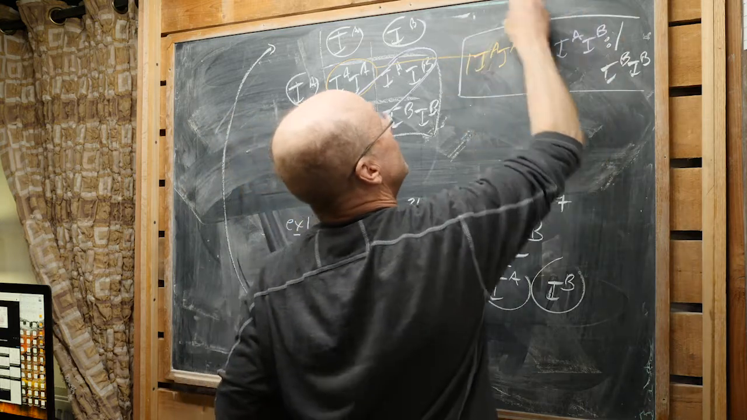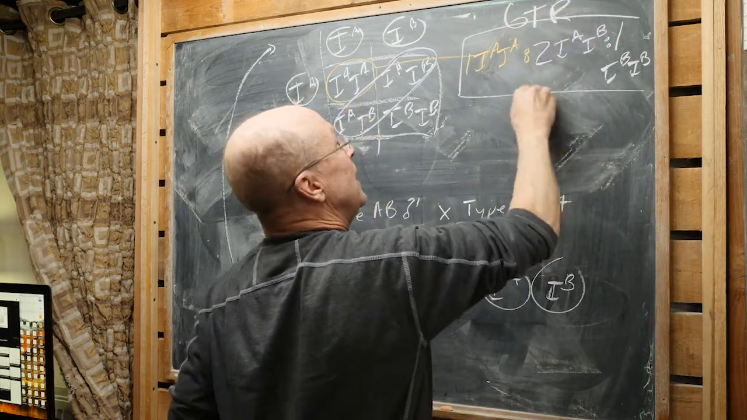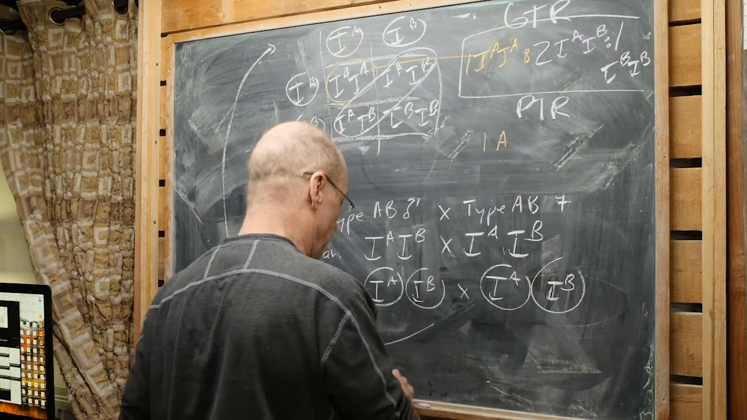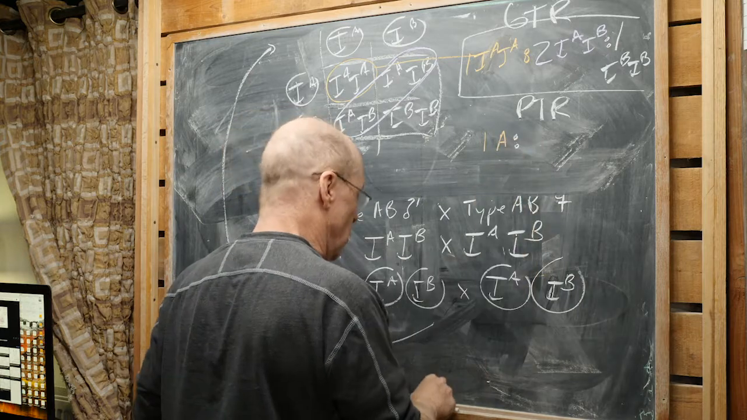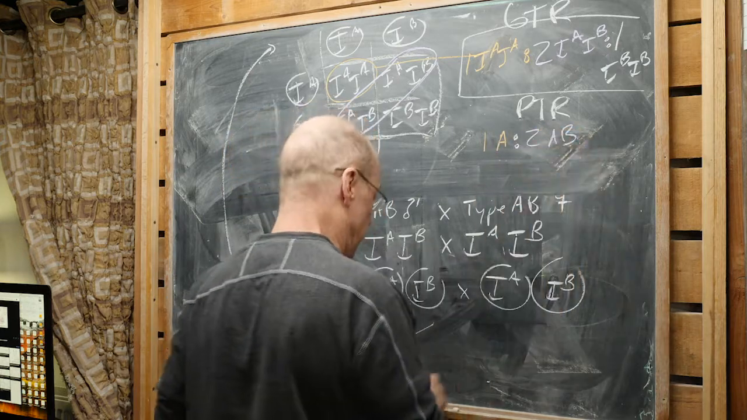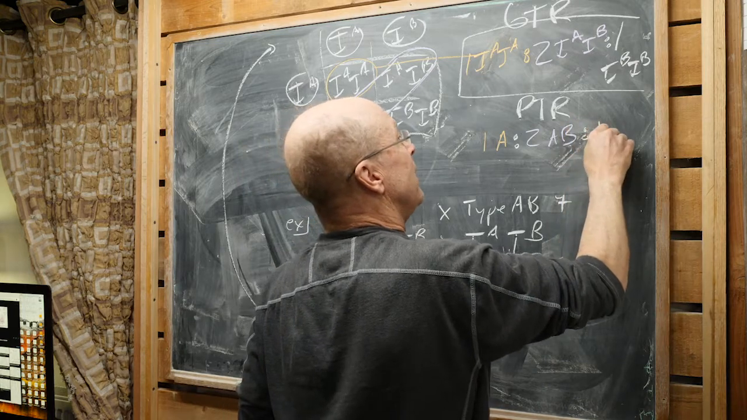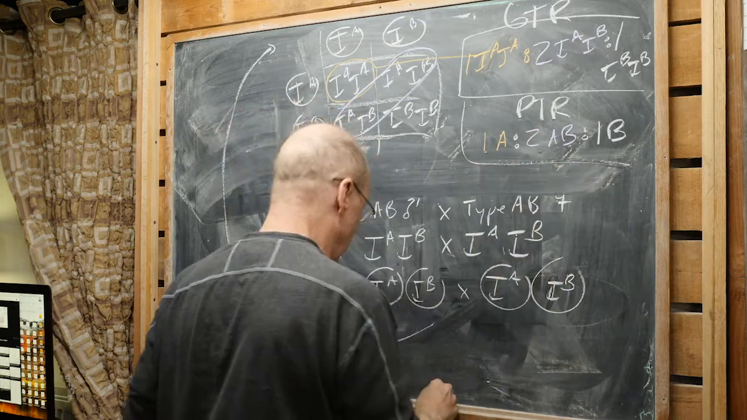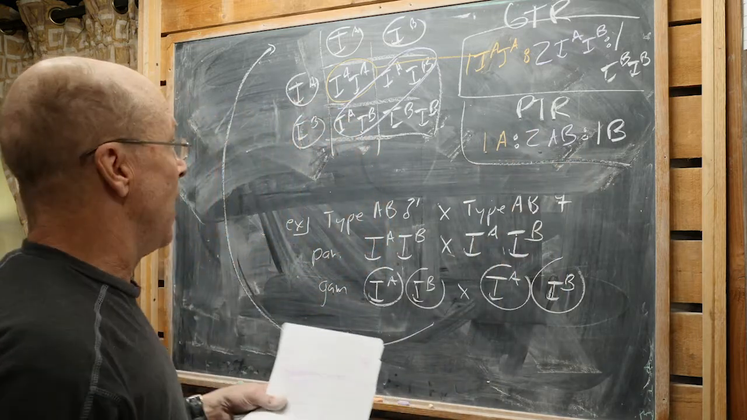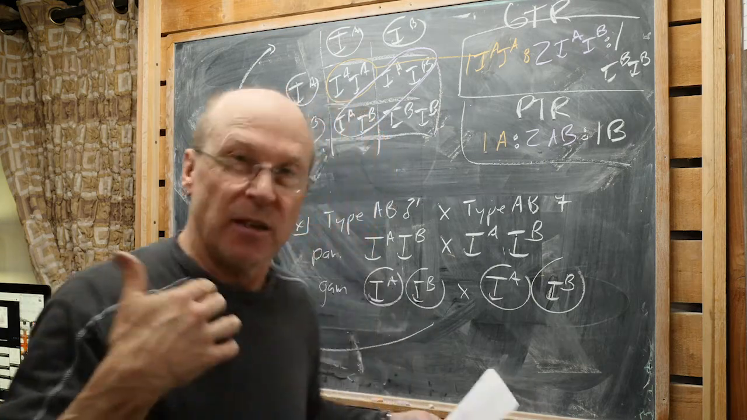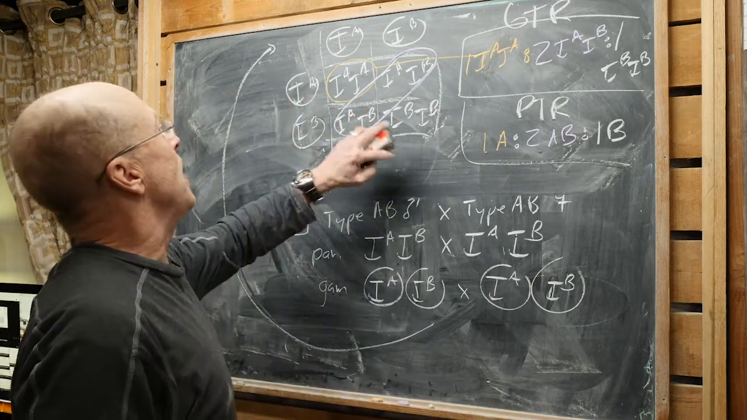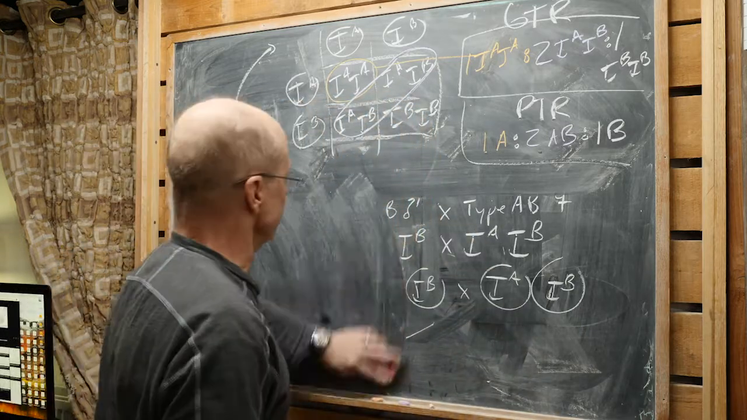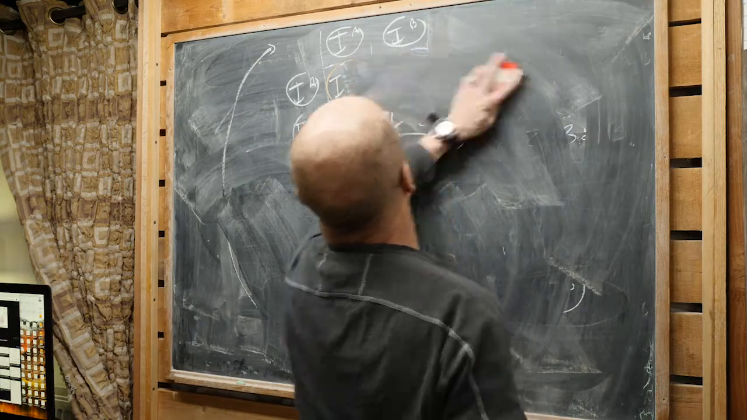So this is our GTR. Our PTR for this cross would be the same. It would be 1 A to 2 ABs to 1 B. That's our phenotypic ratio. 1 to 2 to 1, 1 to 2 to 1. It's the same. So I just wanted to insert that there so you could see that. It's really good to get your brain wrapped around phenotypic ratios. Okay? Good stuff. Hammering on down.